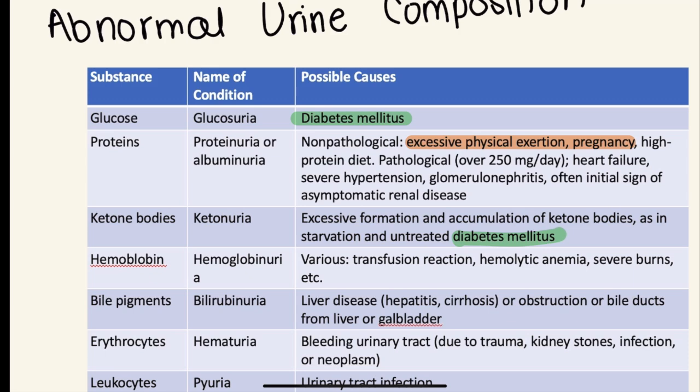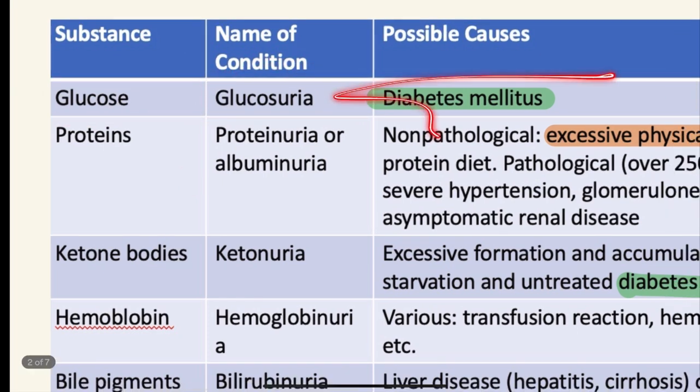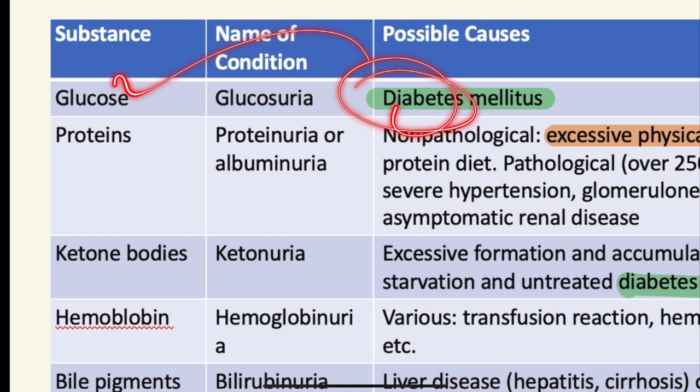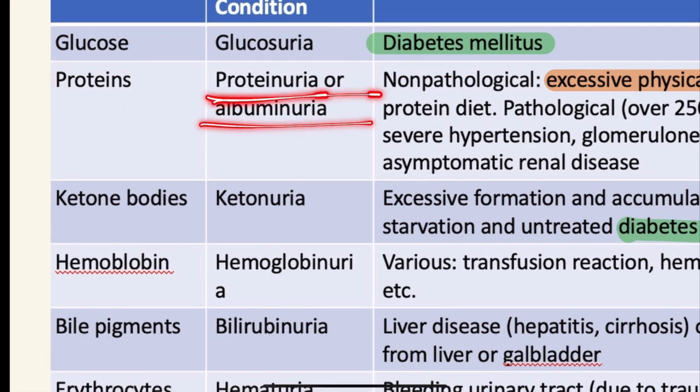Basically, this table is present in your textbook, and to go over it, I'm just going to go over it briefly. So if you have glucose, what would the condition be? From the name itself, glucosuria, right? And this would be common in diabetes mellitus. Diabetes, glucose, right?